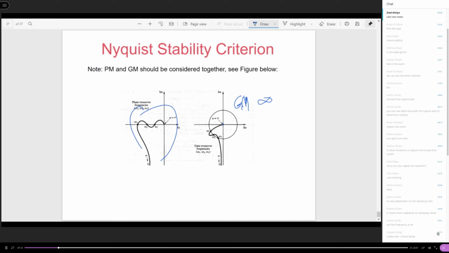What this means is that if you use this system to construct the feedback system, G of S here, and you apply the gain here, this gain could be any positive number up to infinity, and the closed loop system will still be stable. So you have a huge gain margin. However, if you look at the phase margin, you can see that this is the first intersection between the Nyquist plot and the unit circle.